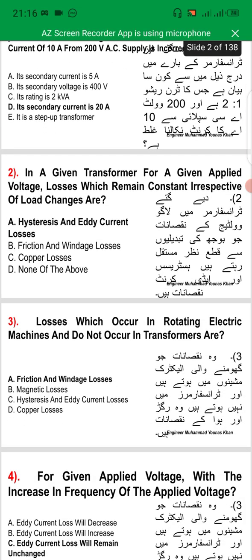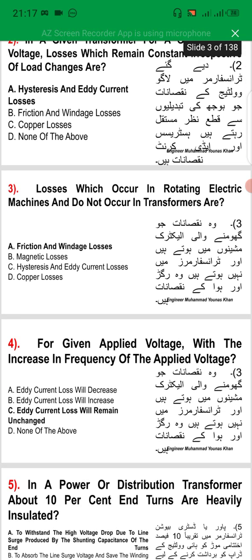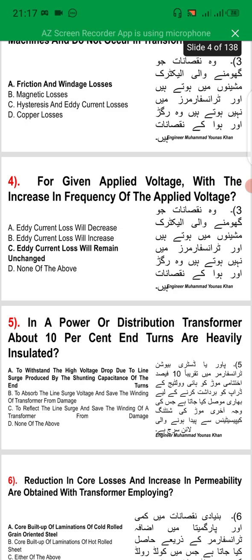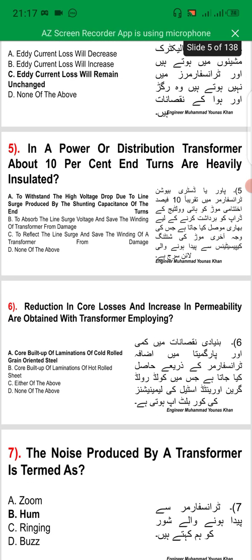In a given transformer, for a given applied voltage, losses which remain constant irrespective of load change are hysteresis and eddy current losses. Losses which occur in a rotating electric machine and do not occur in a transformer are friction and windage losses. For a given applied voltage, with the increase in frequency of the applied voltage, eddy current loss will remain unchanged. In a power or distribution transformer, about 10% end turns are heavily insulated to withstand the high voltage drop due to line surge produced by the shunting capacitance of the end turns.